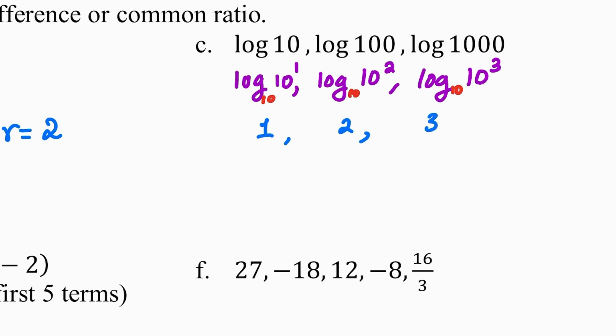So what's the pattern here? We're adding 1 each time: 1, 2, to get 3. So this is an arithmetic sequence where your common difference is just 1.